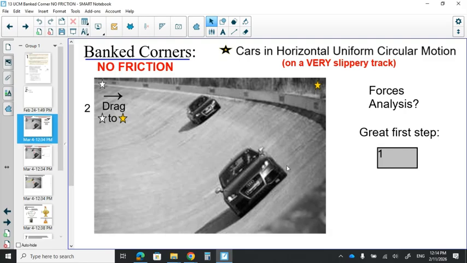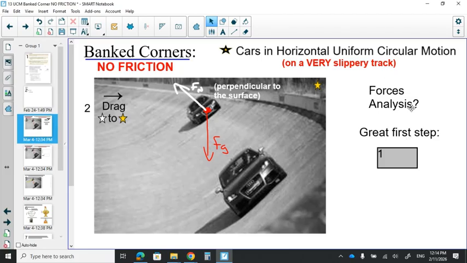You've got these cars that are on this sloped testing track or whatever, and so we're going to look at a no friction situation. So think of a super slippery day, like a freezing rain day or something. And if I drag this over here, you can see the free body diagram for that car. We've got the gravity force and we've got the normal force from the track.